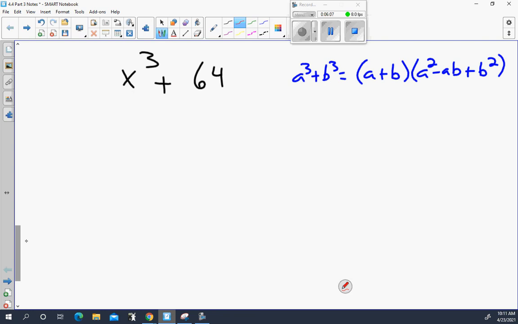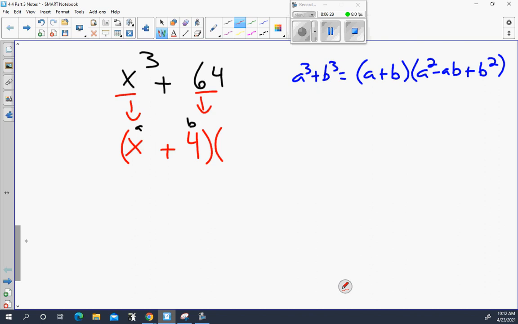So we have a cubed plus b cubed. Those are perfect cubes. Now we've got to take the cube root. The cube root of x cubed is x. The cube root of 64 is 4. So we get x plus 4. There's a and b, right? We can say this is a, and this is b.